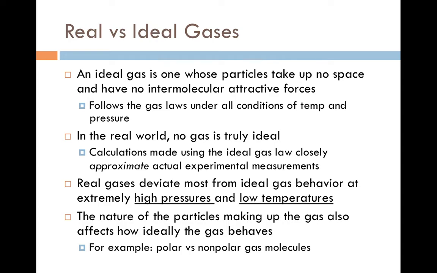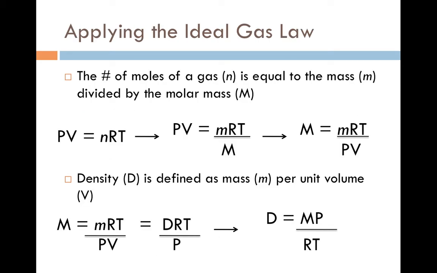The opposite of that: gases are most ideal when the pressure is very low and the temperature is very high. The pressure being very low means the volume is very big. There's a lot of space between the particles to move, so they physically don't come in contact with each other that often. And high temperature means they're moving so fast that even if they do come in contact, they just ping off each other and have very little effect on each other. The nature of the particles making up the gas also affects how ideally it behaves. For example, polar molecules will stick together more often than nonpolar.